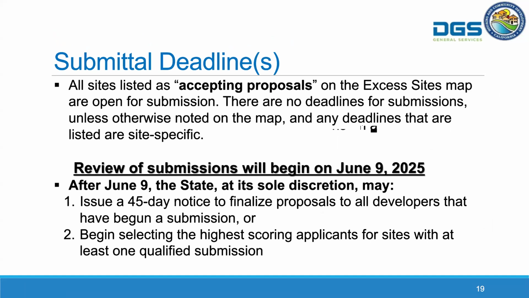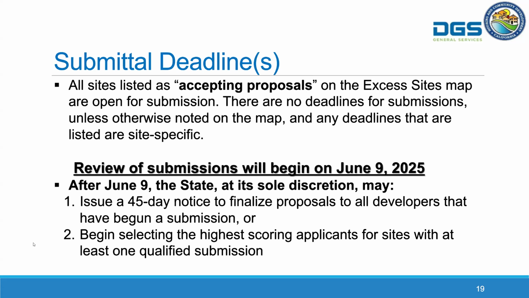Now, deadlines. All sites listed as accepting proposals on the excess sites map are now open for submission. There are no deadlines for submissions unless otherwise noted on the map, and any deadlines that are listed are site specific. That said, the state will not begin to review submissions until June 9th, 2025. We may either issue a 45-day notice, begin selecting the highest scoring applicants for the sites with at least one qualified submission, or sites may not have enough interest and may not move forward for award until a later date.